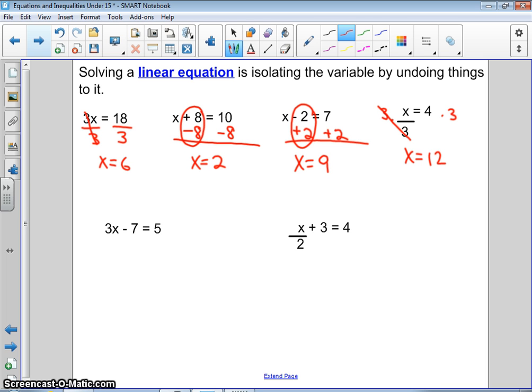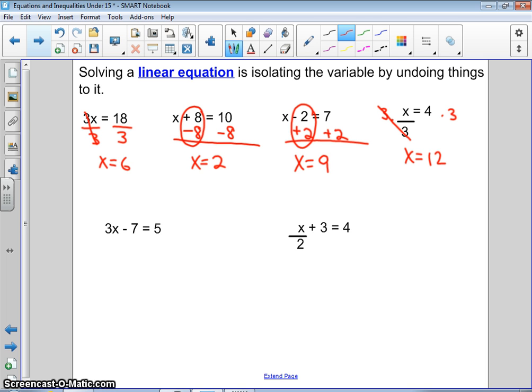These are typically called one-step equations because we have one number to cancel out, and we cancel it out by doing the opposite operation to both sides. As long as you do the same thing to both sides, you keep the answer intact. Now, on the bottom here, we've got a couple of examples of two-step equations.